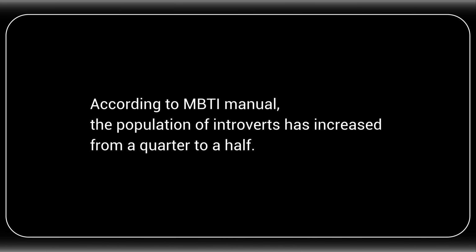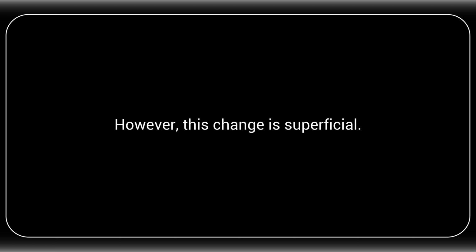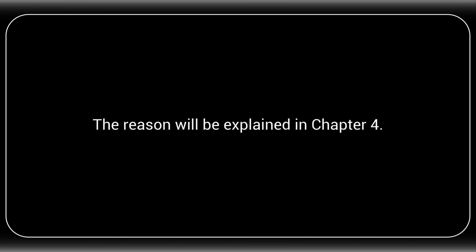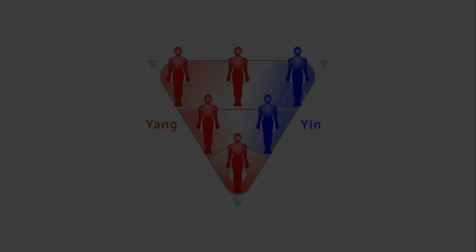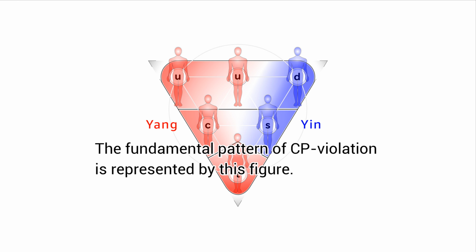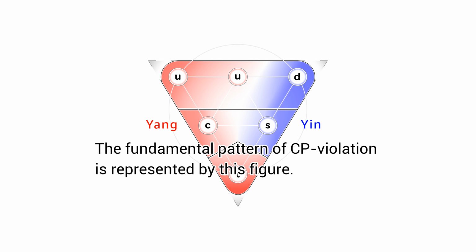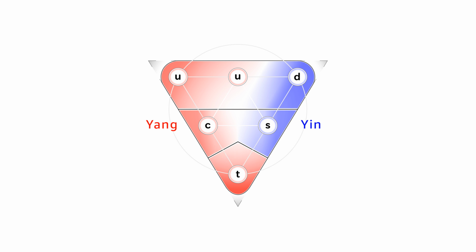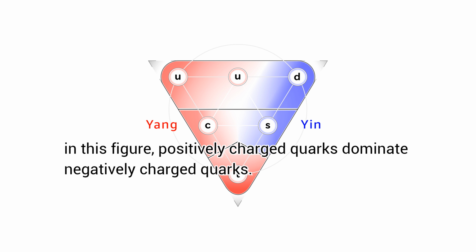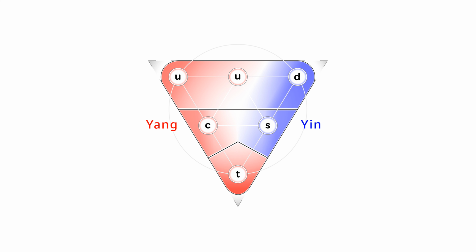Note: According to MBTI manual, the population of introverts has increased from 1/4 to 1/2. However, this change is superficial. The reason will be explained in Chapter 4. The fundamental pattern of CP violation is represented by this figure. That is, in this figure, positively charged quarks dominate negatively charged quarks. It represents the archetypical pattern of CP violation.